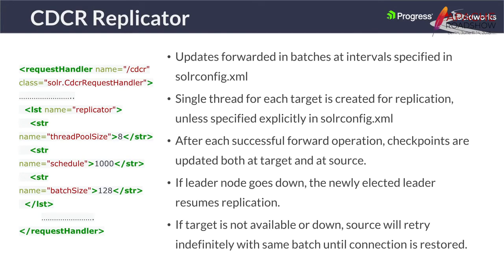So we have discussed how the initial sync is done. Once the source and the target are at least in sync for the first time, now new updates are being sent to the source, and they need to be propagated to the target in a timely fashion. A replicator makes sure that happens, and it forwards the updates in batches and at regular intervals. The batch size and the interval are specified in the Solr config XML.